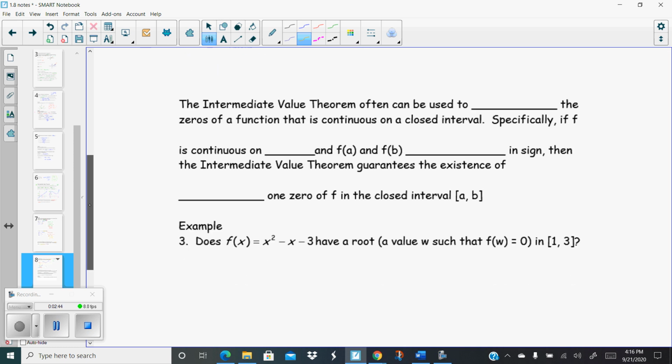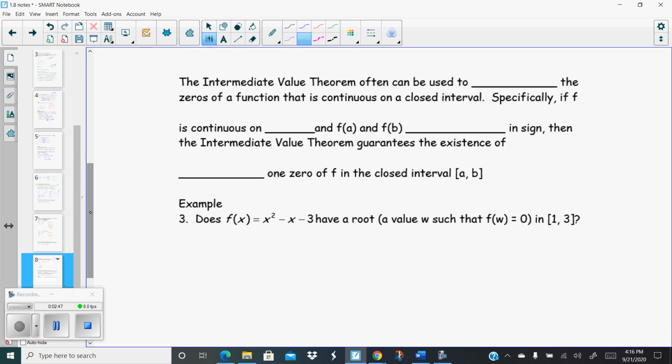All right, so this is what I was talking about in video 2, that the intermediate value theorem can often be used to locate zeros, or x-intercepts, of a function that is continuous on a closed interval. Specifically, if f is continuous on the closed interval from A to B, and f of A and f of B differ in sign, meaning one is positive and one is negative, then the intermediate value theorem guarantees the existence of at least one zero of f in the closed interval from A to B.